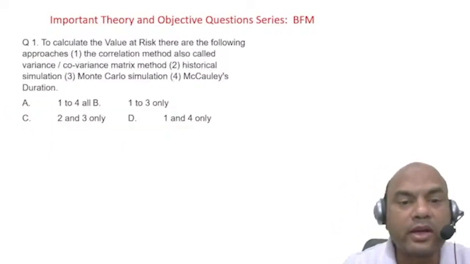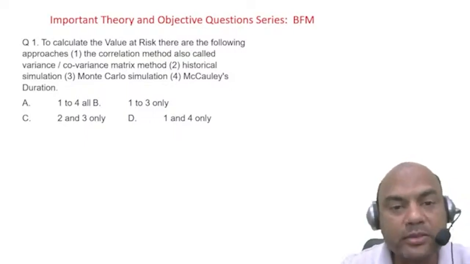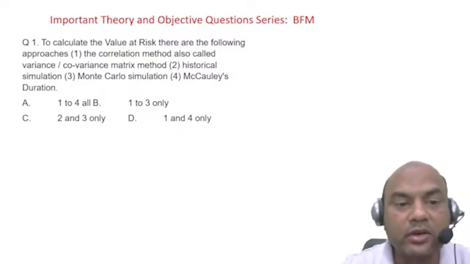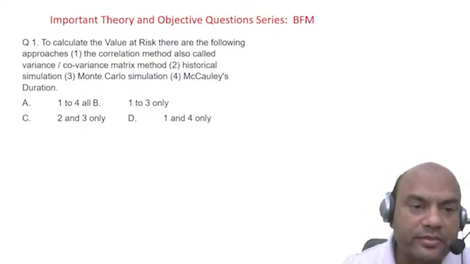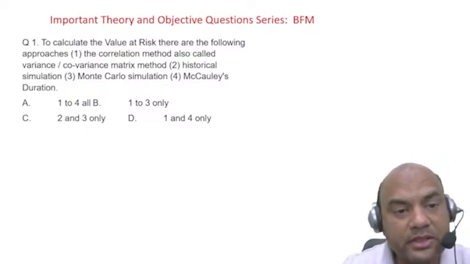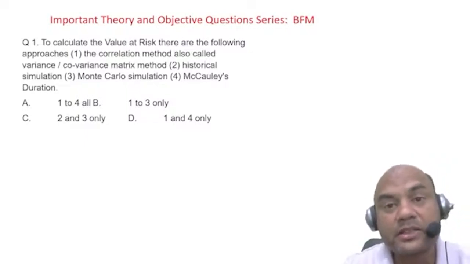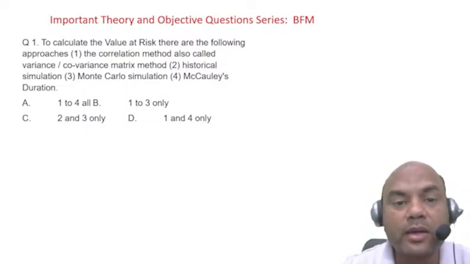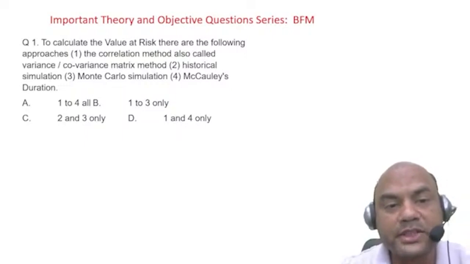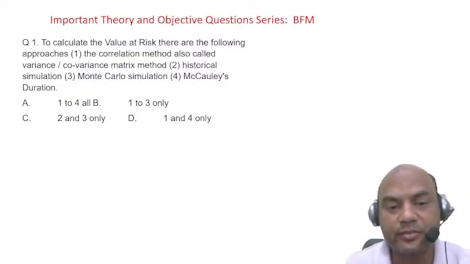To calculate the value at risk, there are the following approaches. Number one, correlation method, also called the variance-covariance matrix method. Historical simulation, Monte Carlo simulation, and Macaulay's duration. Value at risk means, just now I gave you that example of Reliance: 3,000 invested, 200 up, 200 down. So value at risk is 400. So what is the answer for this?